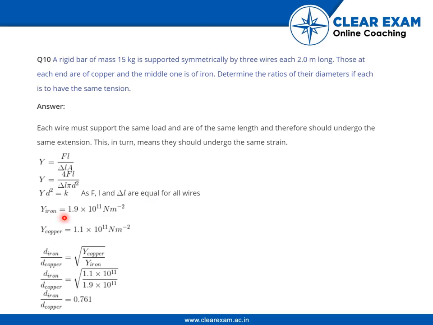Y iron is 1.9 times 10 to the power 11 Newton per meter square. Y copper is 1.1 times 10 to the power 11 Newton per meter square. So D iron divided by D copper is equal to root over Y copper divided by Y iron. If we put in the values of Y copper and Y iron, we get the ratio to be 0.761.